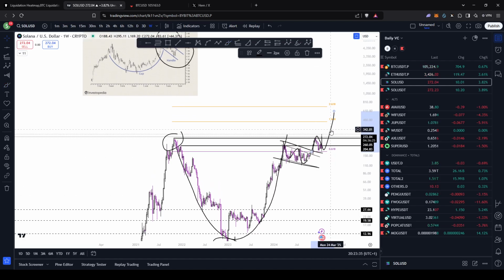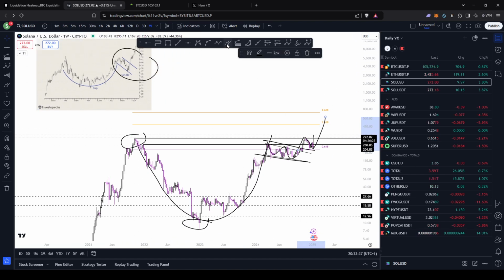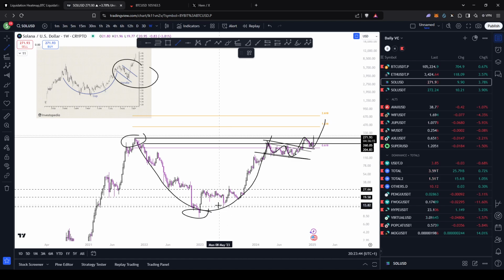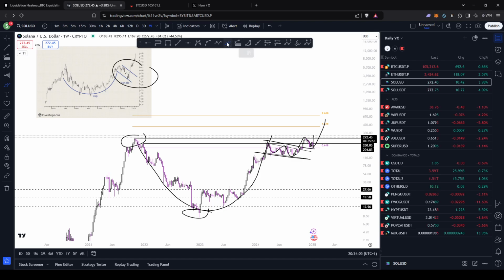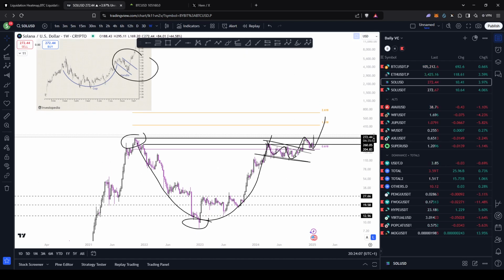Just based off history, or how common targets for harmonics, not harmonics, I mean cup and handles, like a common target is that you draw a trend line from the lows of the cup to the lows of the handle, and that would be it. Of course, I don't think we got to 3.6k on Solana this cycle, so I would remove that for now. But we can use our fib targets.